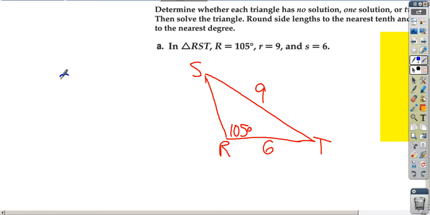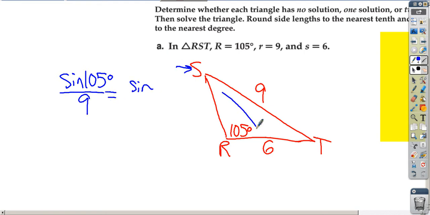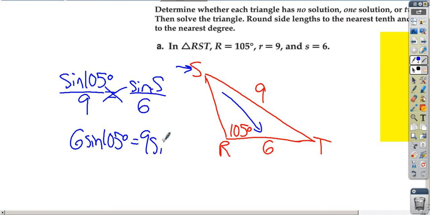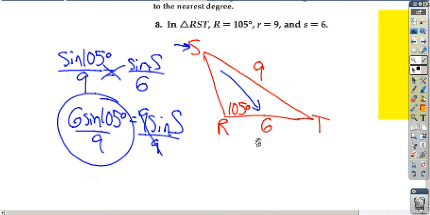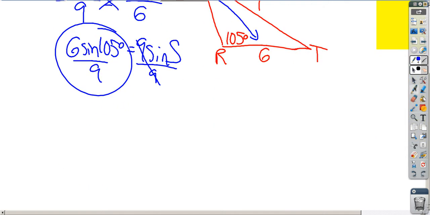So the sine of angle R, the sine of 105, over its opposite side, is equal to the sine of angle S, that's right here, over its opposite side. Let's cross multiply these. We'll get 6 times the sine of 105 degrees equals 9 times the sine of S. Then we'll divide both sides by 9. And here's the important thing: the sine of S equals that, not S, but the sine of S equals that. So let's figure out what this is.